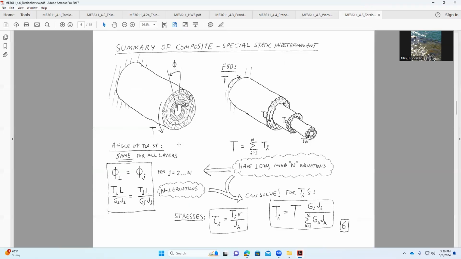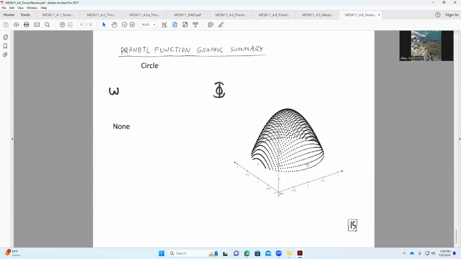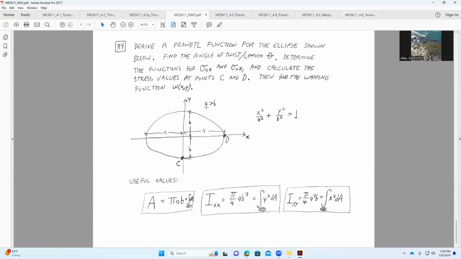The last one that we're going to try in the homework is an ellipse here. It's going to have a diagonal saddle shape and a dome shape, much like the circle did for the Prandtl. So in the last homework problem, we're just going to set up our Prandtl function. Remember, for an ellipse, this is what we've got to work with. We can just move that one over, and we've got a root function. And then some useful values along the way.